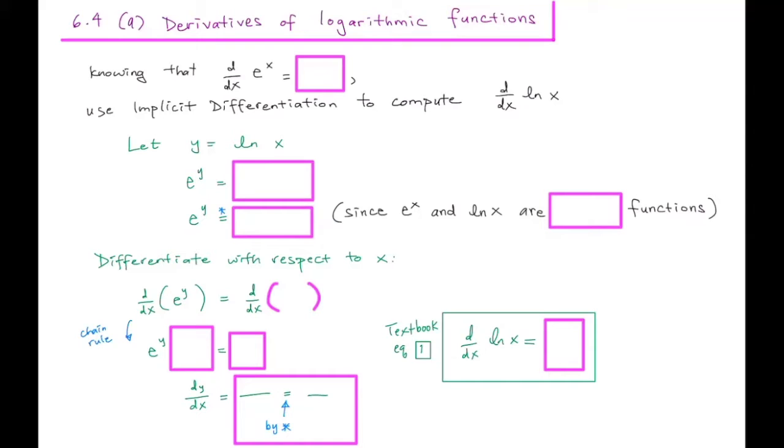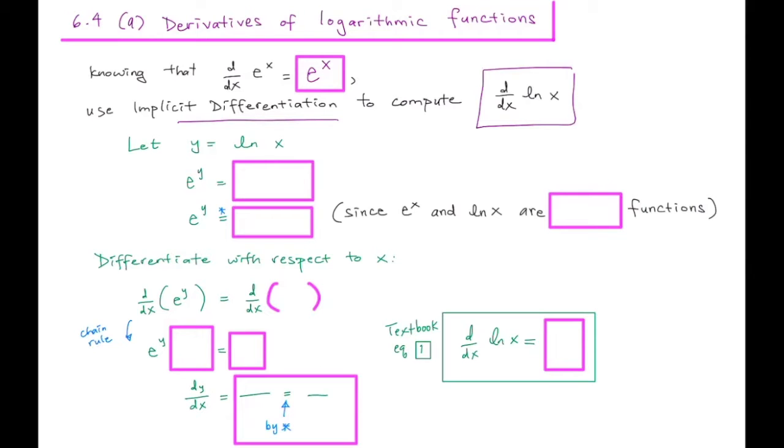In part A, we will talk about derivatives of logarithmic functions. First, we will use the fact that the derivative of e to the x is itself and use implicit differentiation to compute the derivative of the natural log of x. This is a technique that we will use often in this class.